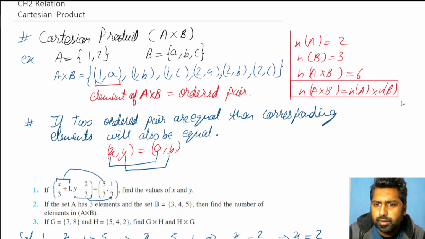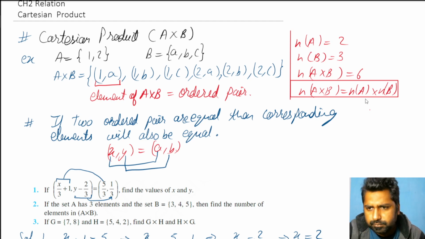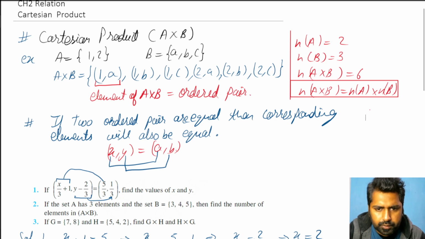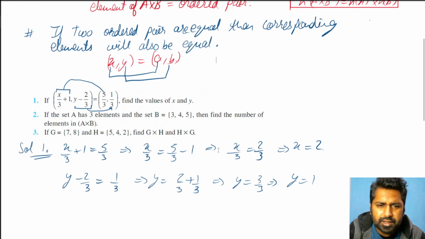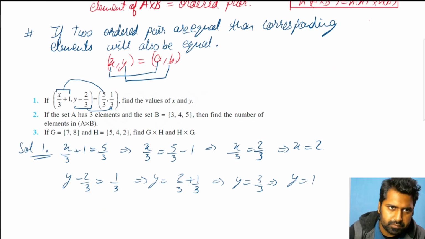So that's your formula: how many elements are there in A cross B? We just multiply the number of elements in set A by the number of elements in set B. Based on that, I think we can pretty easily answer this second question.